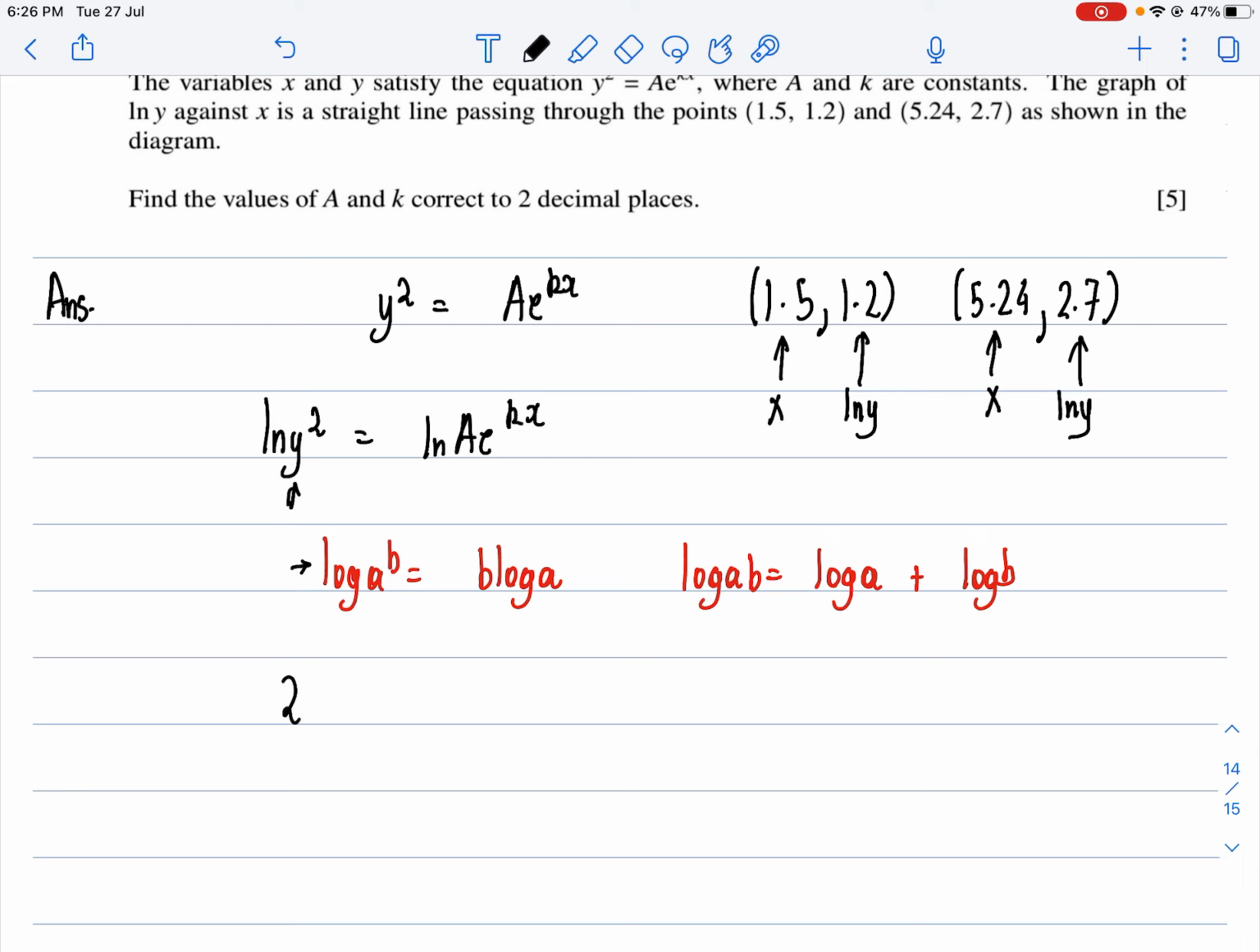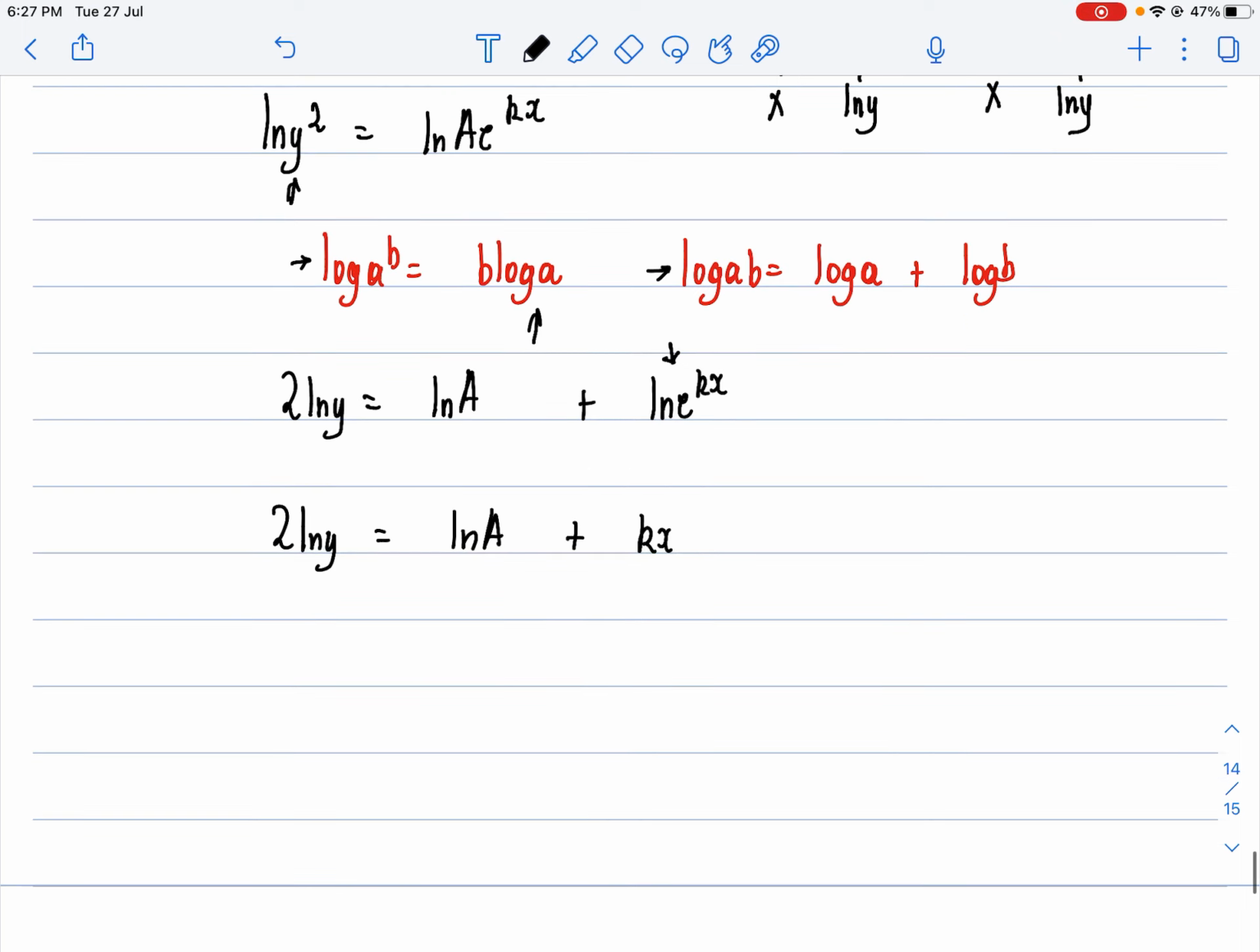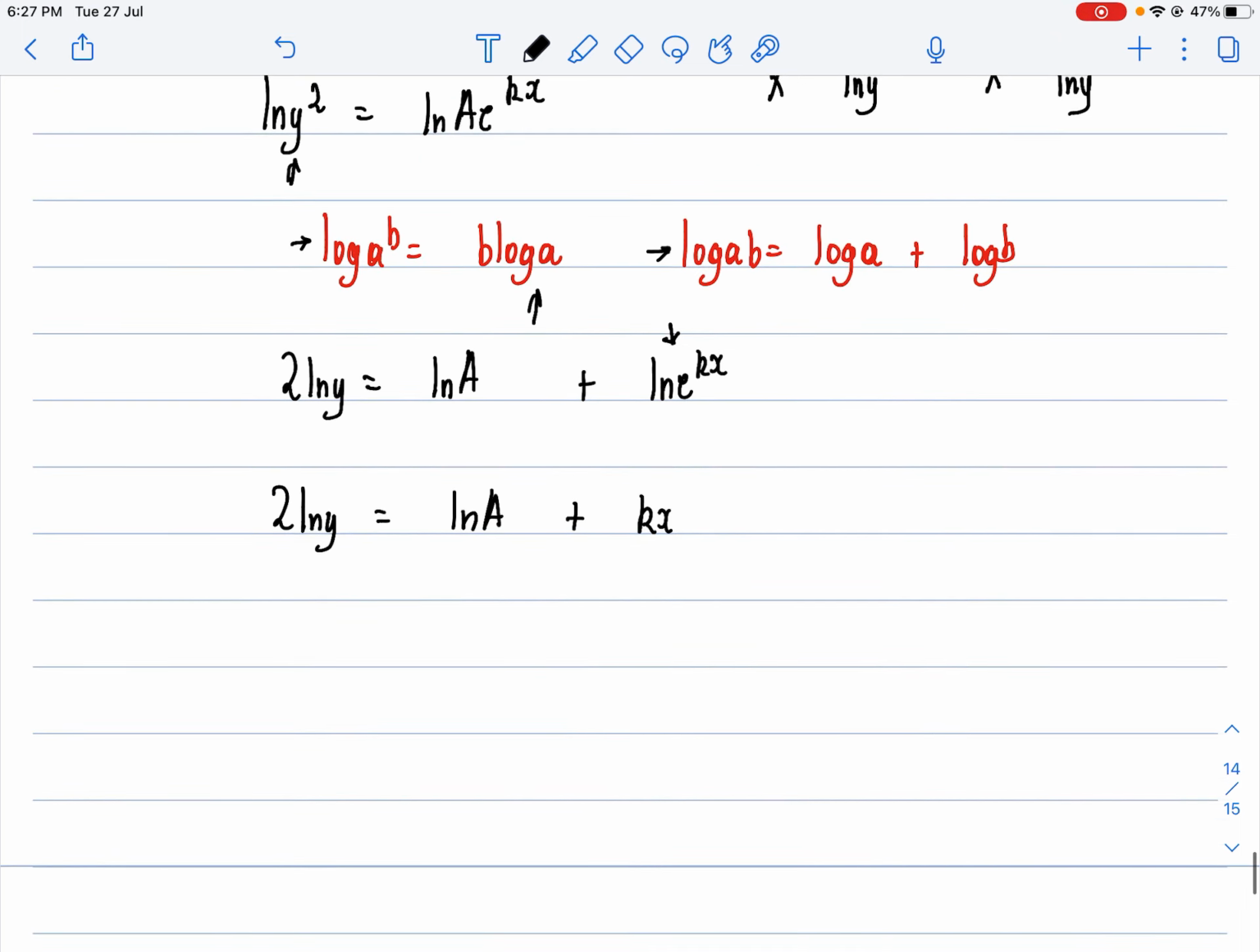So first I can use this property here. So I can write this as 2 ln y, which is equal to, then I can use this property where I can write this as ln a, okay, plus ln e raised to kx. So I can now write this as 2 ln y equals ln a. I can use this property here again and write this as kx into ln e. Ln e is 1, so I can just leave it as it is. Now I can write this simply as ln a plus kx, which is equal to 2 ln y.